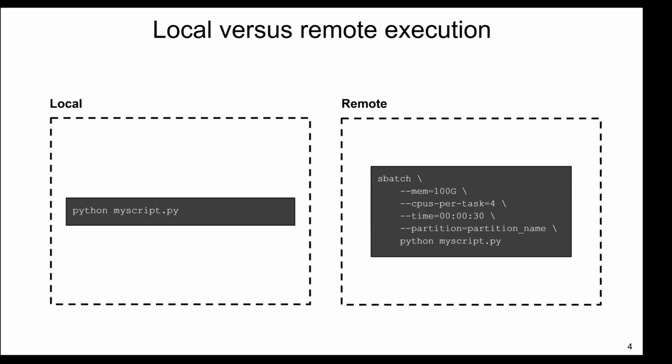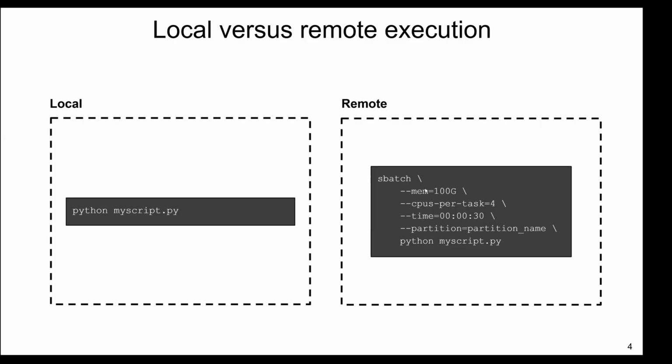So here we're showing the difference between executing a simple Python script locally, in which you just run python and your script and you're done, and doing this on a cluster, for example a cluster run with Slurm. You have to use the sbatch command, which is the job submission command. Then you need to pass the memory you allot to the script, the number of CPUs, the runtime, the partition, and so on. And finally, you put your command, so python myscript.py.